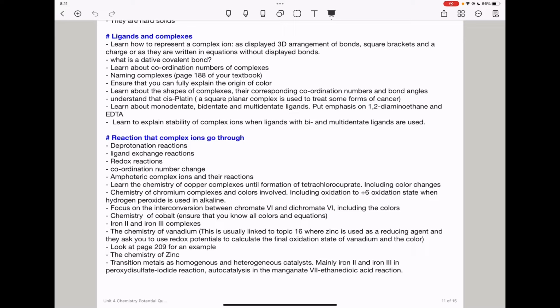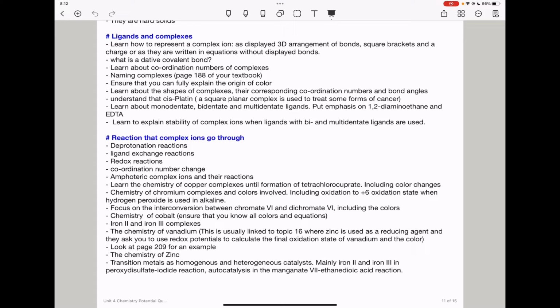Also, you need to remember that chromium 3 can be reacted with hydrogen peroxide in the presence of alkali to be converted to +6, which is yellow, chromate 6. Put focus on the interconversions between chromate 6 and dichromate 6, including the colors. You also need to focus on the chemistry of cobalt, ensuring you understand all the colors. Of course, these colors are very confusing, so you need to know. They know you're going to confuse it.